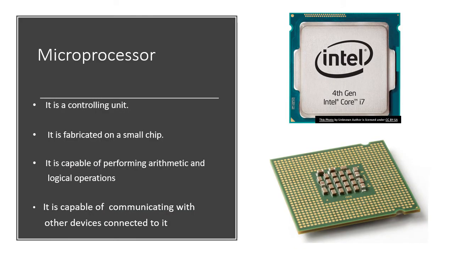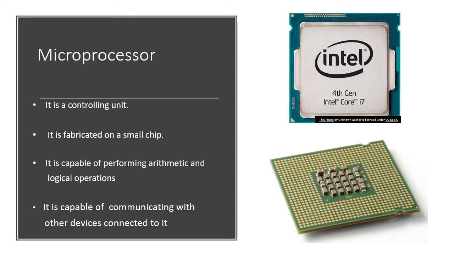Microprocessor. It is a controlling unit. That means it controls the flow of data and instructions within the computer. It is fabricated on a small chip. Here we can see our microprocessor. It is fabricated or built on a very small chip, and this very small chip performs all the important functions of a computer. The small size of our microprocessor helps in reducing the size of our computer to an extent.